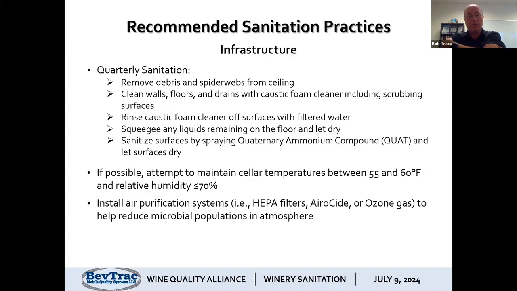And then I would recommend installing air purification systems to help reduce microbial populations in the atmosphere, especially if you have a lot of issues with microbes in your air. And this can include HEPA filters. There are units called Aeroside units, where the air goes in, there's a UV light inside them, and it kills any of the microbes. It actually breaks down TCA and TBA. So these are very effective. They're expensive though. The other thing that some wineries use is ozone gas in their production areas. At night, they'll leave ozone gas on for a couple of hours, and then by the morning, it's dissipated.